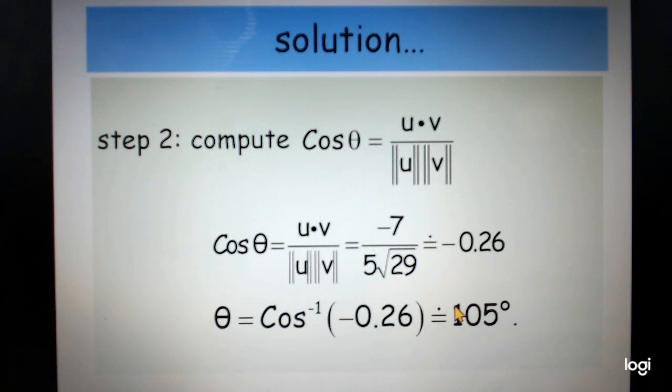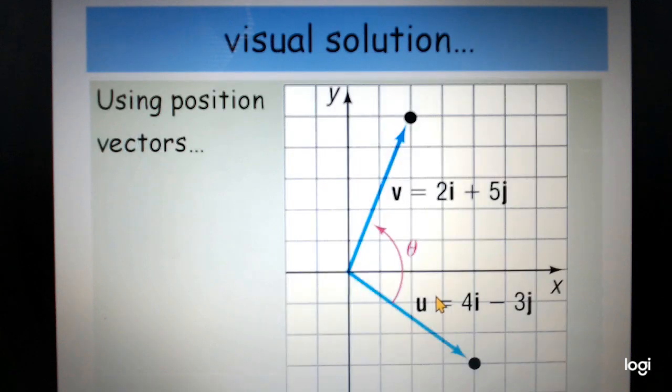Okay, at this point, I'm all about making diagrams. I'd rather look at a picture. So here's the picture, or the illustration. And here we go. U was 4i minus 3j. So we're going to make it a position vector starting at the origin. 4 over, down 3. So this will be 4i minus 3j.